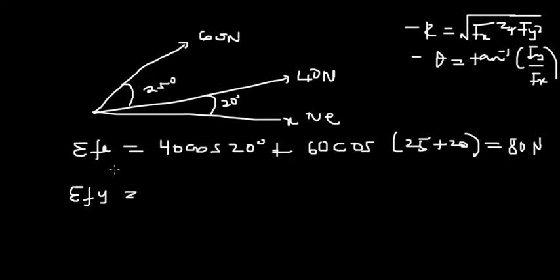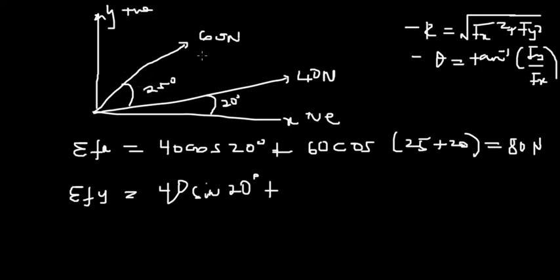80 newtons. Okay, for the x-axis will give us 80 newtons. Now let's take a look at resolving along the y-axis. You notice that for the 40 newtons, the angle doesn't lie in between the force and the y-axis. The angle lies in between the force and the x-axis, so it will be sine. We will use sine, so we have 40 sine of 20 degrees, plus, along the positive y-axis, and then we have 60.